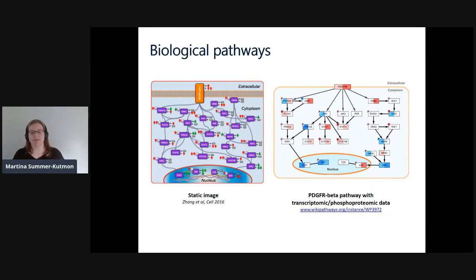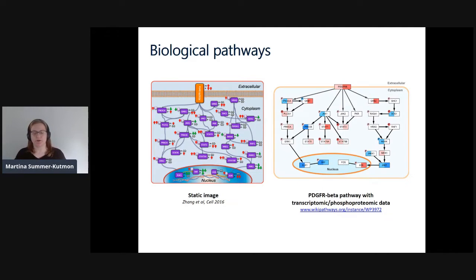So ideally, if you publish a paper in a journal where there's a pathway diagram, it's okay to have this static figure. But ideally, it would be complemented by a machine-readable model that can then be referenced and become directly part of the publication, which will increase reproducibility and reusability of the knowledge for other researchers as well.